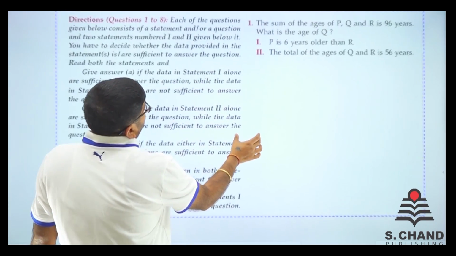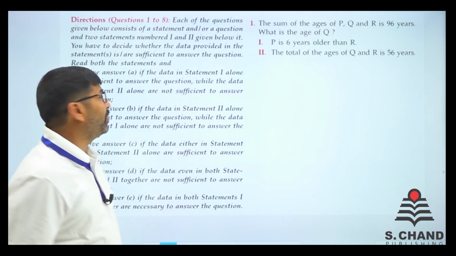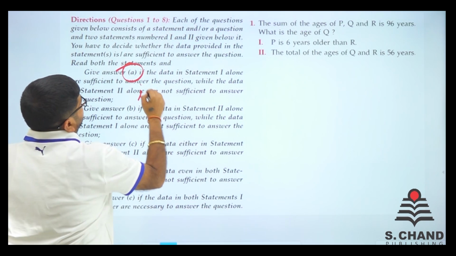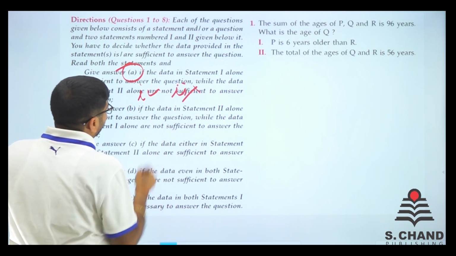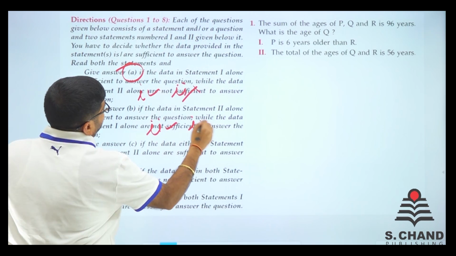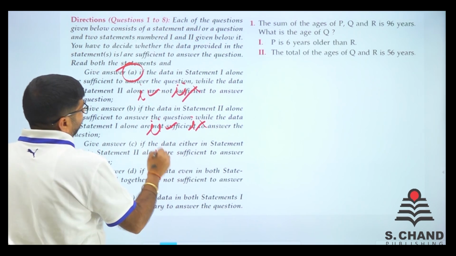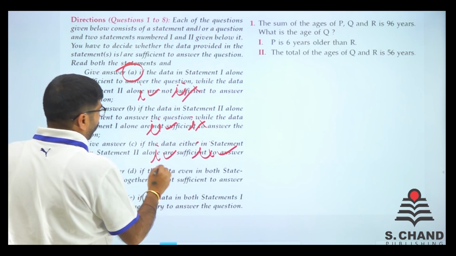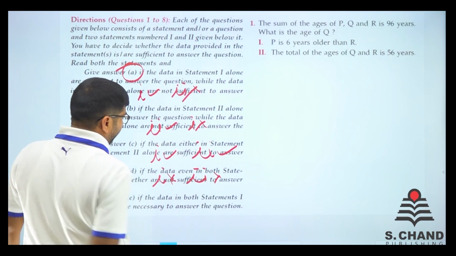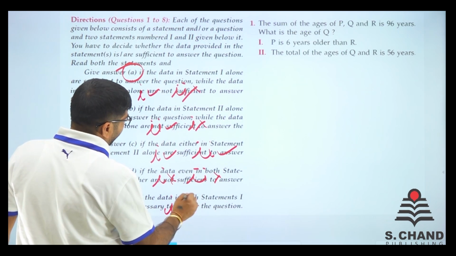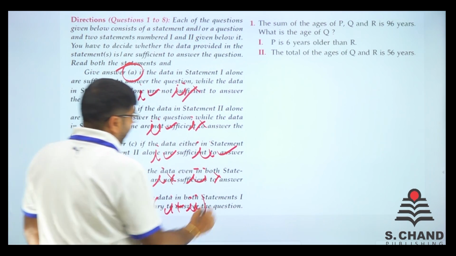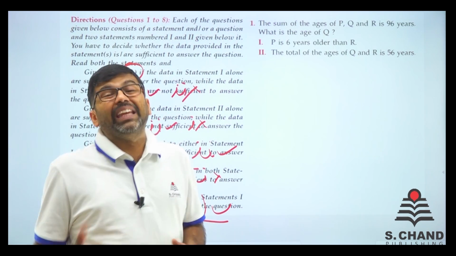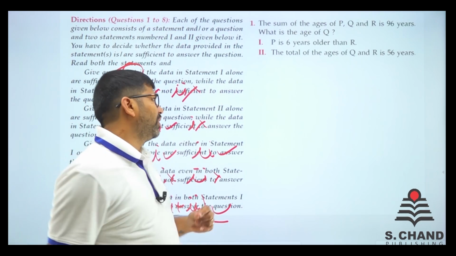Question number 1. See, options are very much similar. All the options are written. A का मतलब होता है first sufficient है, second is insufficient. When second is sufficient, first insufficient, answer is B. First also sufficient, second also sufficient, answer is C. Both are insufficient, answer is D. First individually and second individually are not sufficient, but when they are together, they are sufficient, answer is E, 5. So, एक एक करके question देखते हैं.